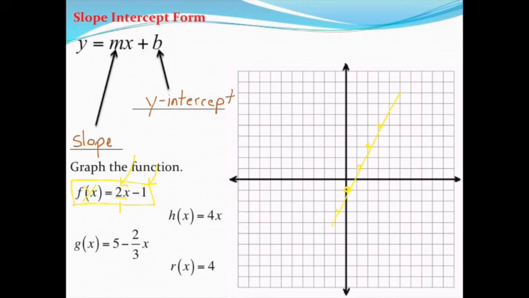Try to use a ruler. I can't use a ruler on my iPad, so I'll make the straightest line I can. But go ahead and use a ruler or the edge of a calculator. Connect all those points, draw the line all the way through, and add arrows. And there is our line.